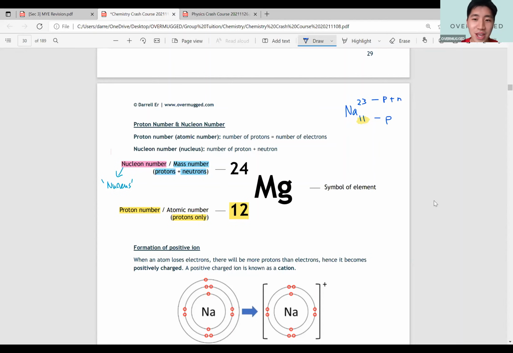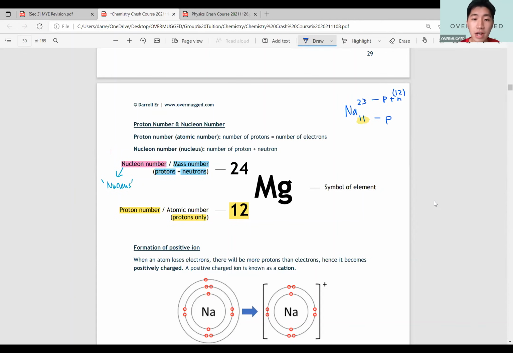So how many protons do I have? 11, right? And how many neutrons do I have? You simply take 23 minus 11, that gives you 12 neutrons. So if you are ever required to find number of neutrons, you just need to remember you take the bigger number, subtract the smaller number. I'll talk about isotopes later on, so don't worry about that. Take note, proton number and atomic number is the same thing.